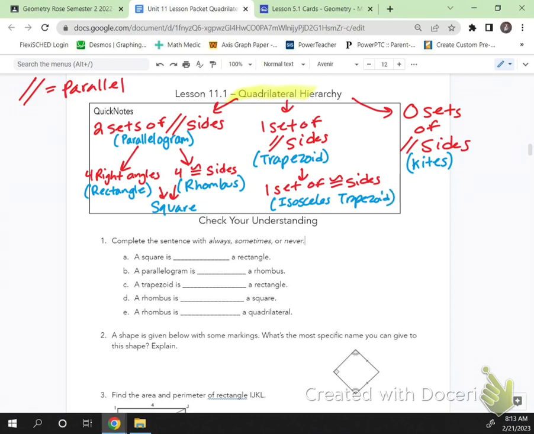Please make a note on this diagram. Each shape has the characteristics of the shape above it. So if you think about it like this, a square, if I go backwards, has 4 congruent sides, 4 right angles, two sets of parallel sides. So if you go bottom up, it's got all those characteristics. Each shape has the characteristics of the shape above.